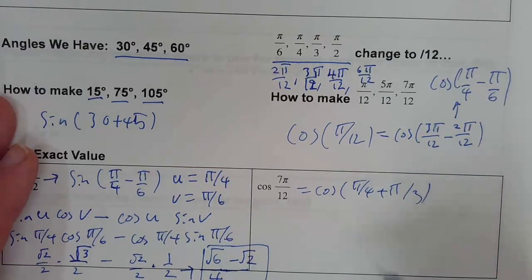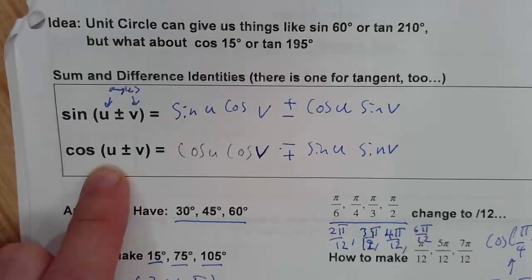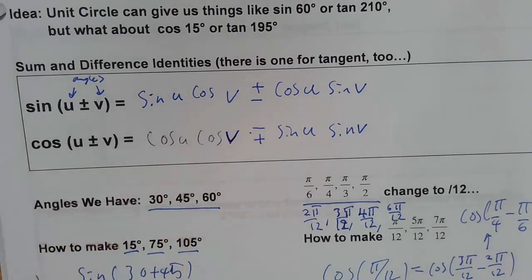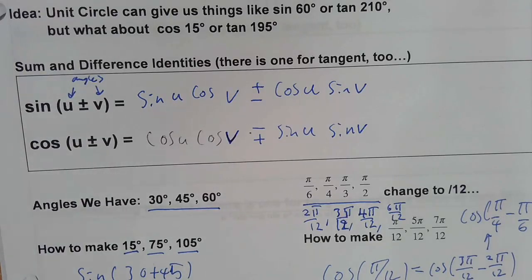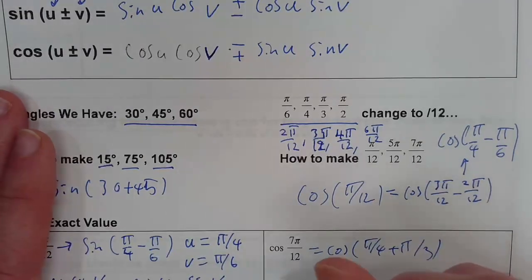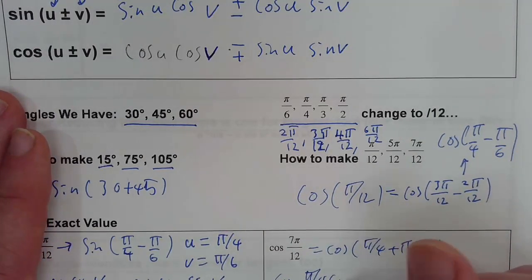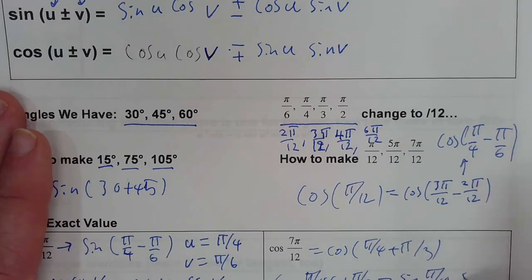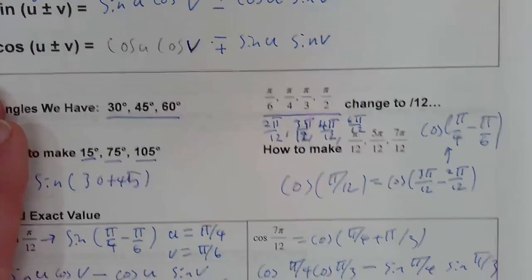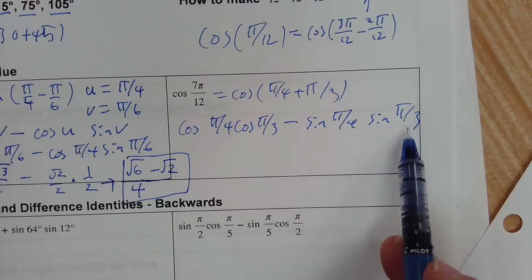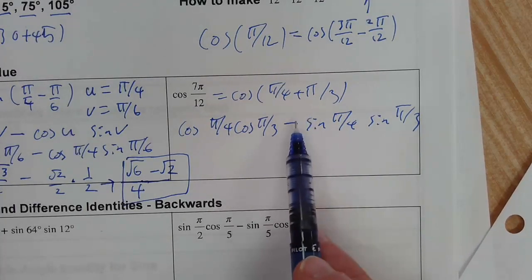Cool. Good job. So we're going to use the cosine sum identity. Do you see how this minus-plus is not an accident? That's how it's supposed to be. Meaning that if it's a plus over here, it needs to be a minus here. So because it's a plus, it's going to be cosine pi over 4, cosine pi over 3, minus sine pi over 4, sine pi over 3. Cosine is actually the opposite on the inside.